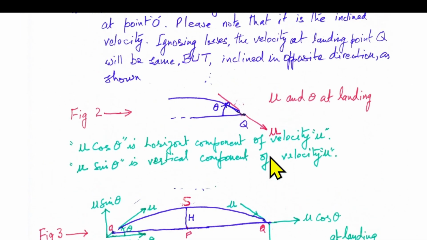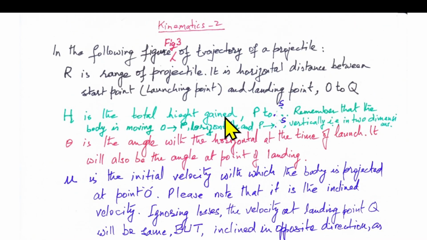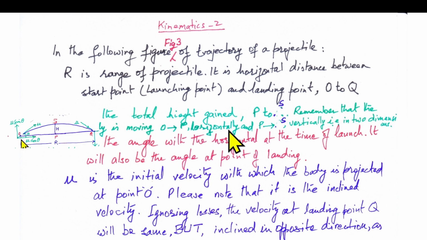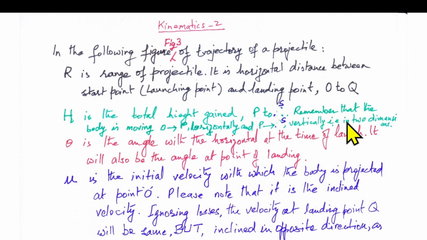H capital is the total height gained from P to R. Remember that the body is moving from O to P horizontally and P to R vertically, that is in 2 dimensions. Please remember that P is an imaginary point on the ground just below R, where the projectile has achieved maximum height. Small u is the initial velocity with which the body is projected at point O.